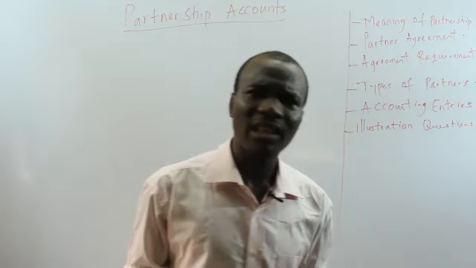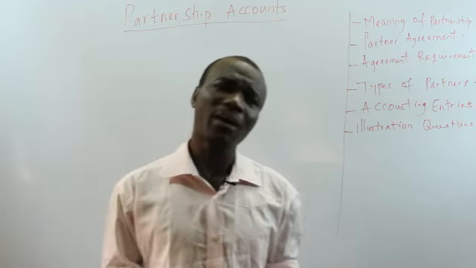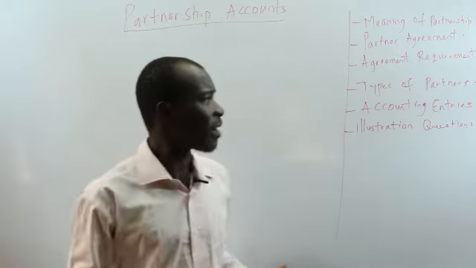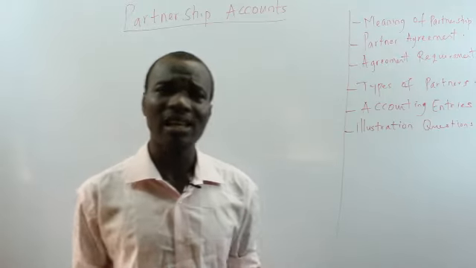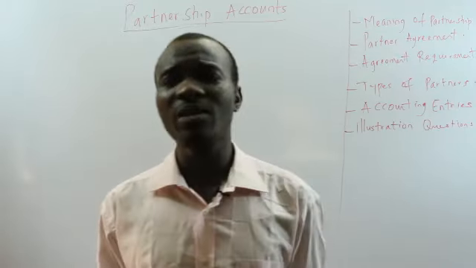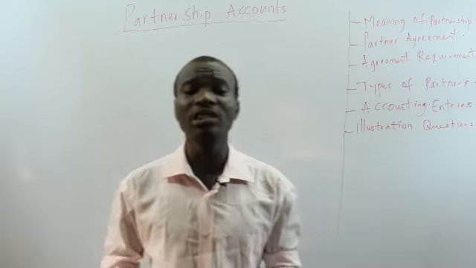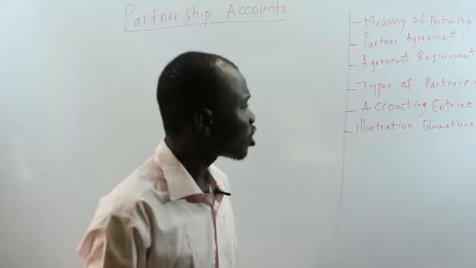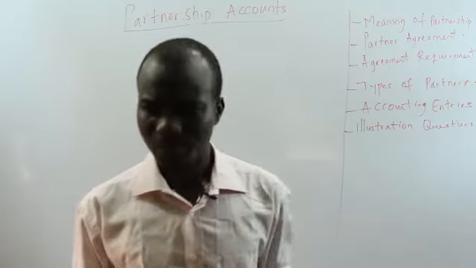Generally, we have different types of partners in the business. Number one, we have the active partner. The active partners are the ones that take an active part in the day-to-day activities of the business. That means they take part in running the administrative function of the business.